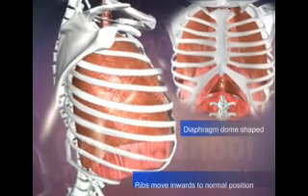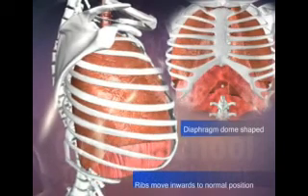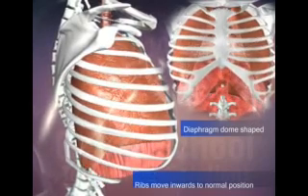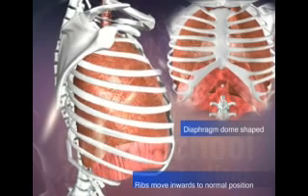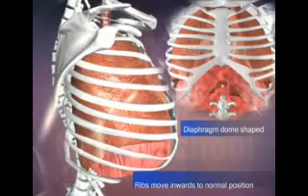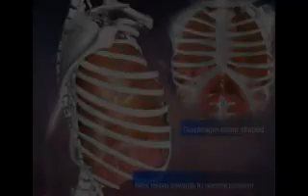In expiration, the diaphragm relaxes and returns to its normal dome-shaped structure, while the rib cage moves inwards to its normal position. This causes the volume of the thoracic cavity to decrease and the air pressure to increase, expelling air as a result.